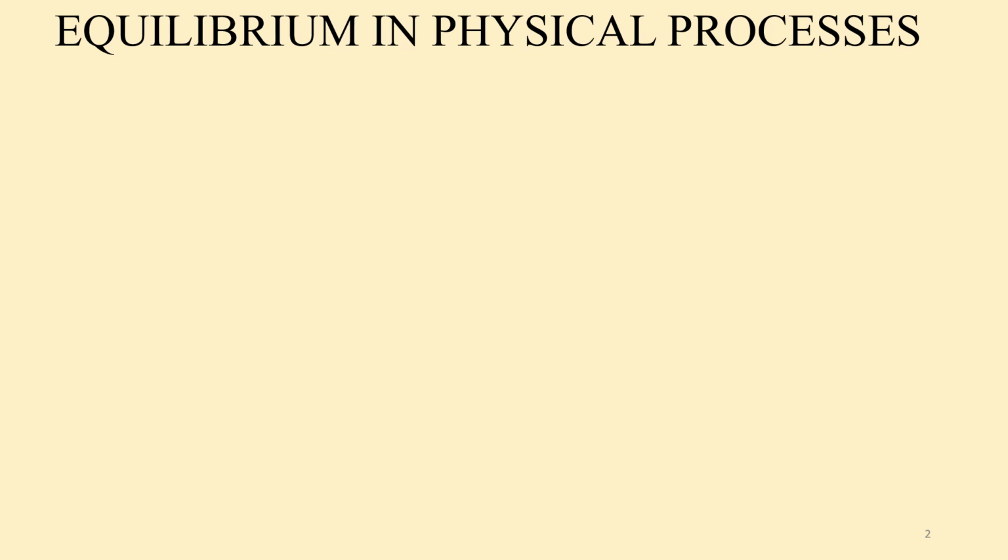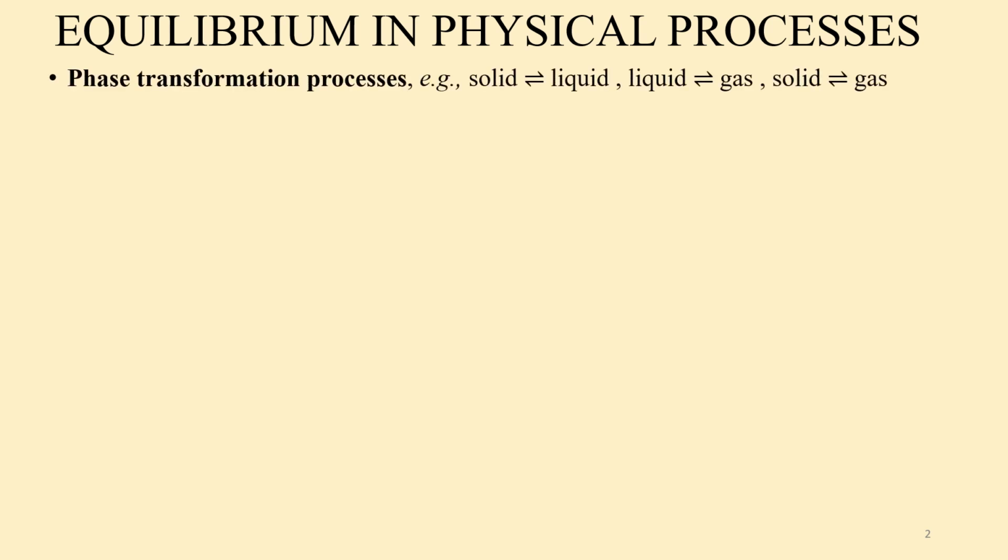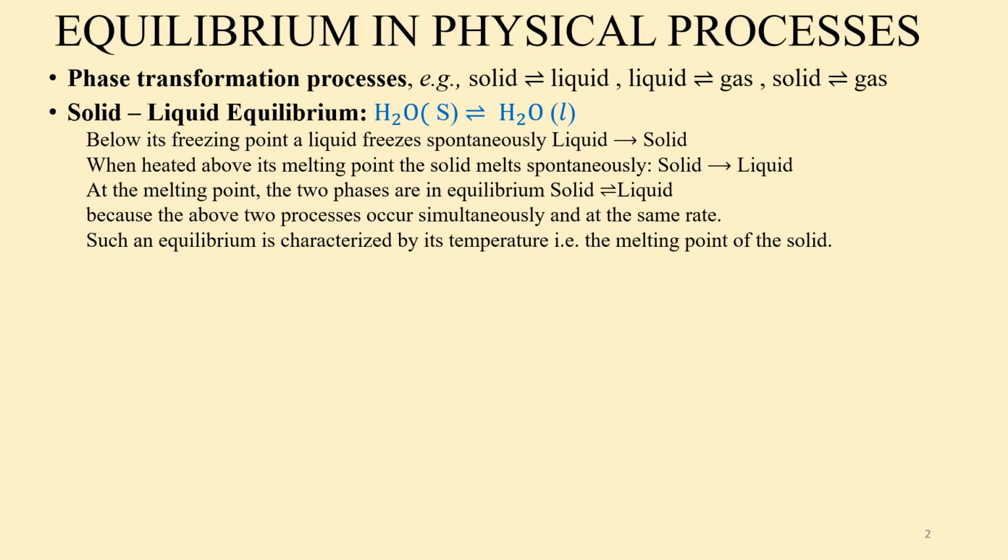The characteristics of a system at equilibrium are better understood if we examine some physical processes. The most familiar examples are that of the physical transformation processes. For example, solids on heating become liquid and on cooling become solid, or liquid on heating becomes gas, or on cooling gas becomes liquid. In some processes, solid can become gas or gas can become solid. First, let us take solid to liquid equilibrium.